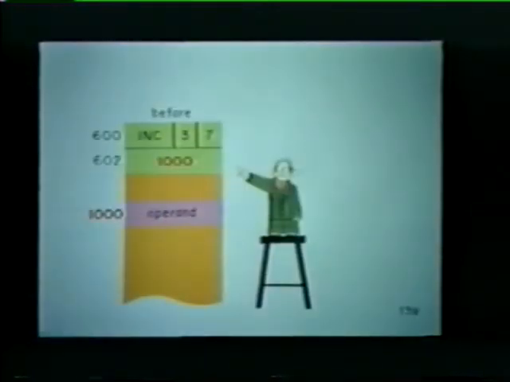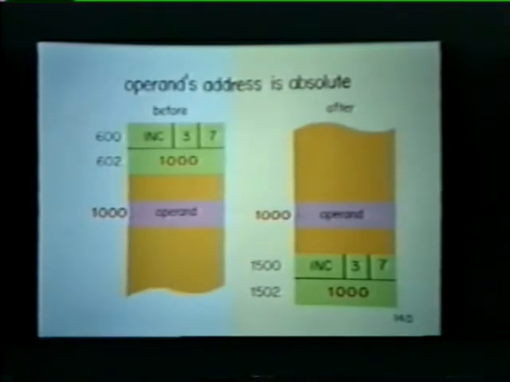We call this the absolute address because the location of the operand remains constant no matter where our instruction is stored. Here, the increment instruction is initially stored in memory locations 600 and 602. Notice where the operand is located with respect to this two-word instruction. Now, we've moved this instruction to memory location 1500 and 1502. Notice that the location of our operand has not changed. The operand is still stored in memory location 1000.